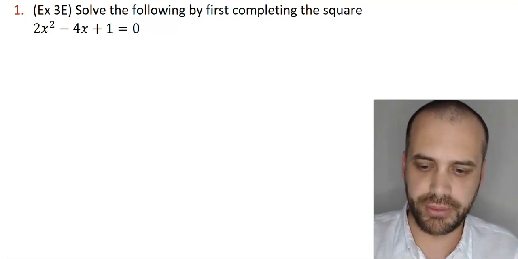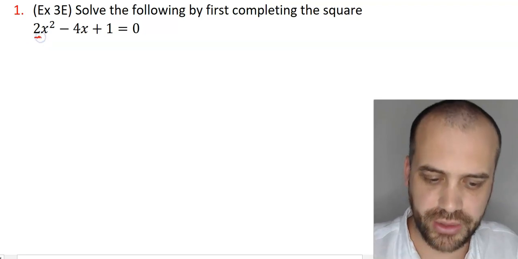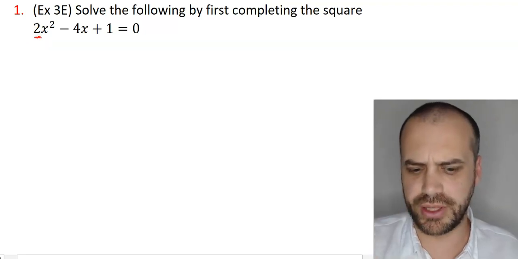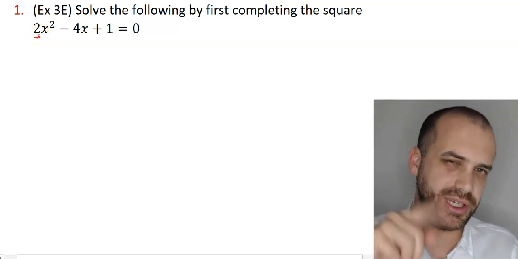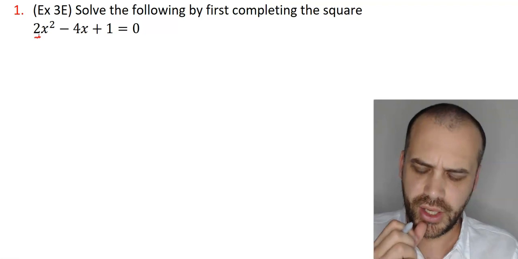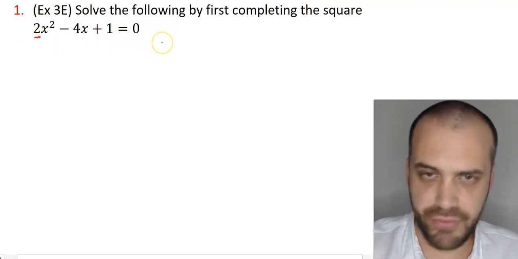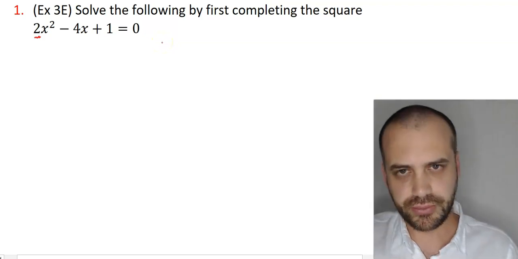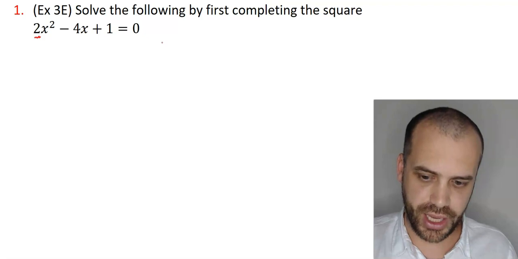So not a lot of us are going to like completing the square, I imagine. So solving by completing the square. The first problem here is this little 2 out the front. When you complete the square, you need your a value out the front to be 1, or at least it's very helpful if it's 1. So how can I get rid of it? I can be a bit sneaky here because I can divide everything by 2. As long as I divide both sides of the equation by 2, I'm okay.